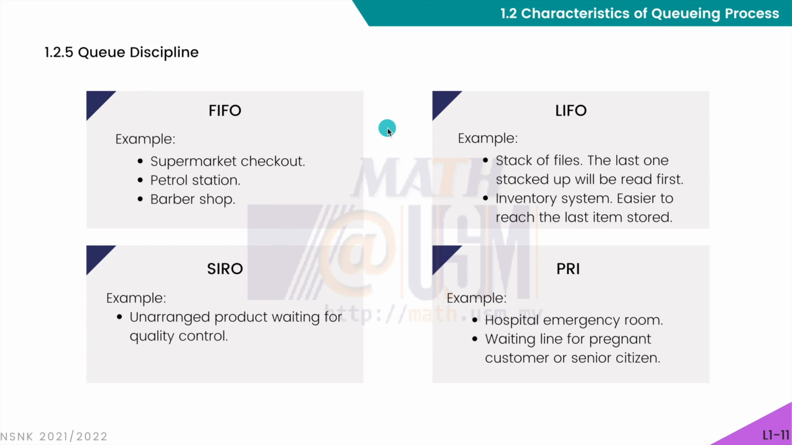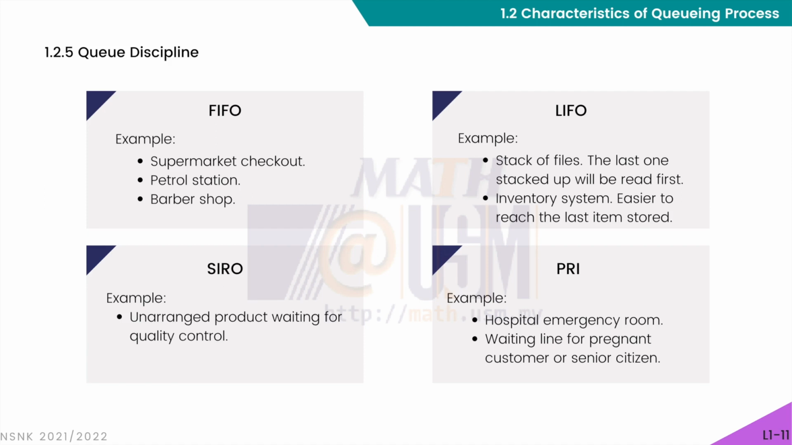Factor number 5 is the queue discipline. Queue discipline refers to the order in which members of the queue are selected for service. These are the most common queue disciplines. The first one is first in, first out, also known as first come, first served. Some examples of a FIFO discipline are the supermarket checkout, the petrol station, and also a barber shop.